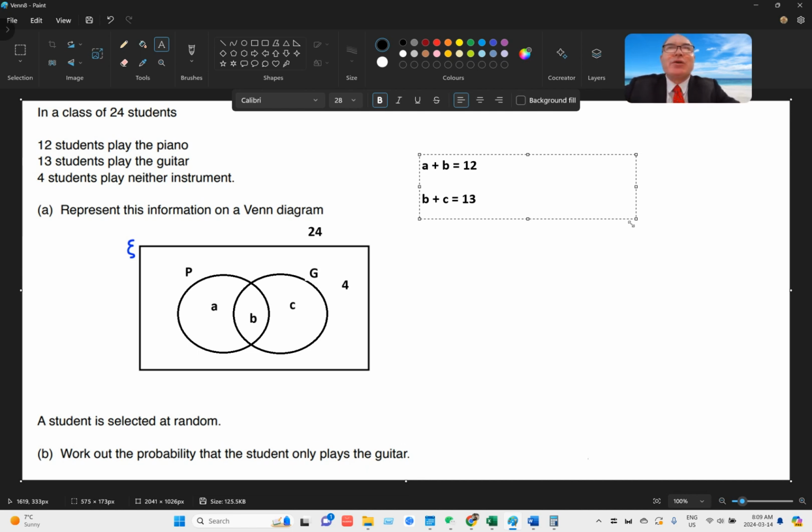Oh dear, what are we going to do now? Well, I know that 4 people aren't playing anything, so I've got 24 altogether. Take away those 4, and we're left with 20 who play something. Well, that's A plus B plus C is equal to 20. All right, hang on to that now.